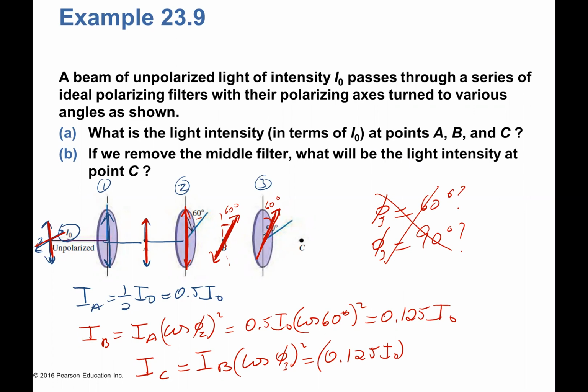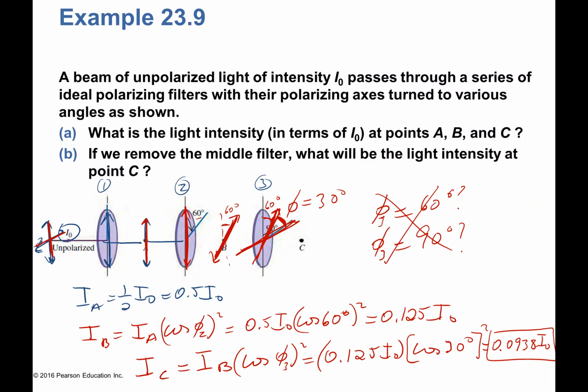Well, neither of those. Because phi is the angle between the light and the transmission axis of that polarizer. This polarizer has a horizontal axis and the light is at 60 degrees with respect to the normal. That means the angle between them is 30 degrees. Again, phi here is the angle between the light and the axis of the polarizer. So in this case, it's 30 degrees and we square the cosine. If we calculate that, we get 0.0938 I naught, roughly 9% of the original intensity. All right, so there will be light, but a little under 10% of the original intensity. That's for part A.